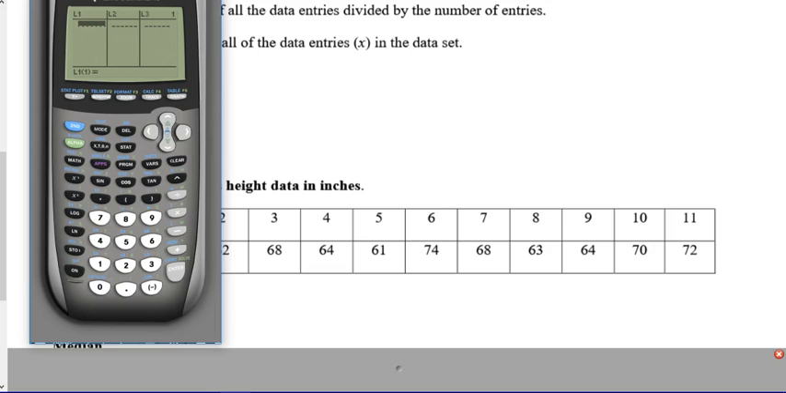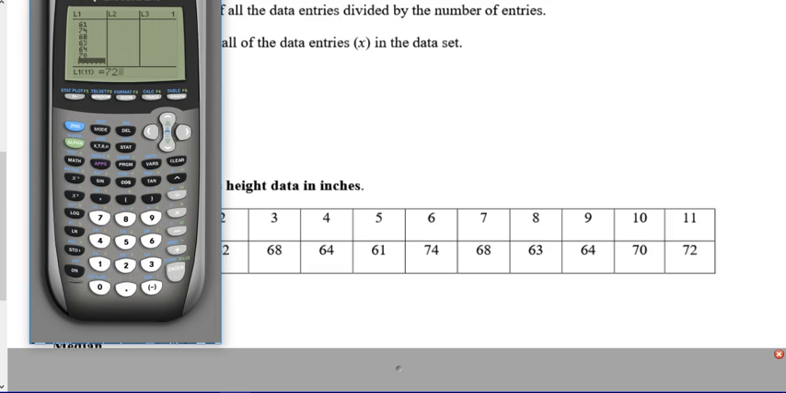I needed to get my L1 back. So we're going to put these numbers in L1. Now, if you're doing this at home, you don't have a calculator, but you can practice this in class. So we're just going to put the data in, 65, 62. I'm double checking as I go along. See if everyone's right. 68, 64, 61, 74, 68, 63, 64, 70, and 72.